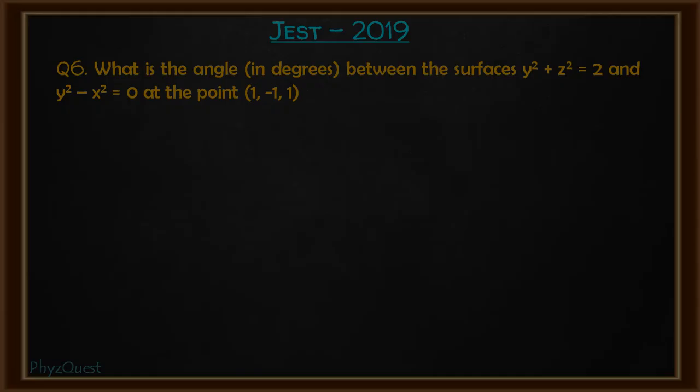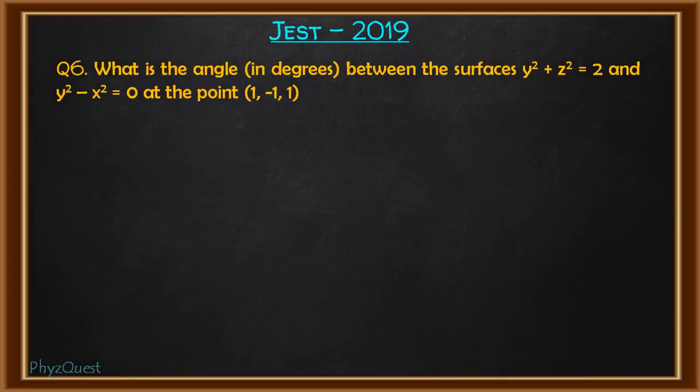Now let's move on to the next question. This question says, what is the angle in degrees between the surfaces y square plus z square equal to 2 and y square minus x square equal to 0 at the point (1, -1, 1)? So let's get started with the solution.